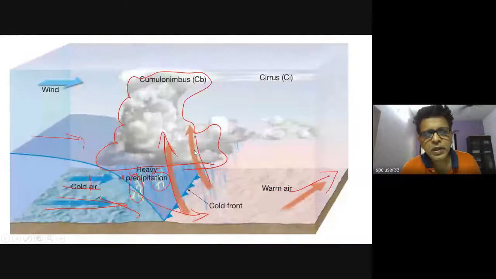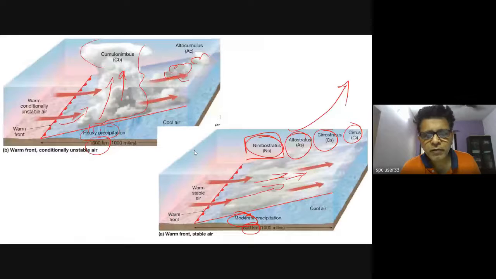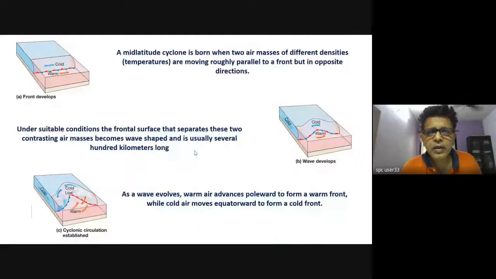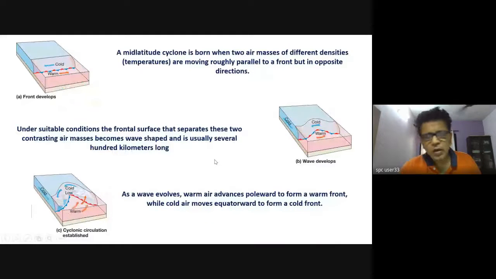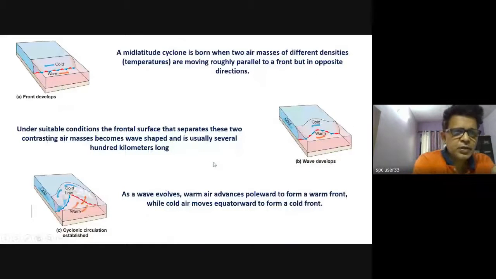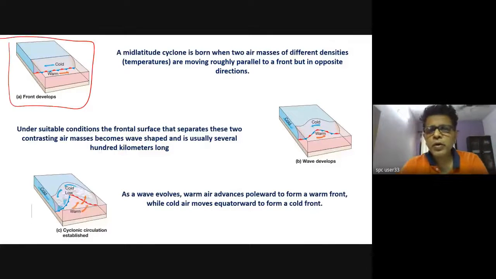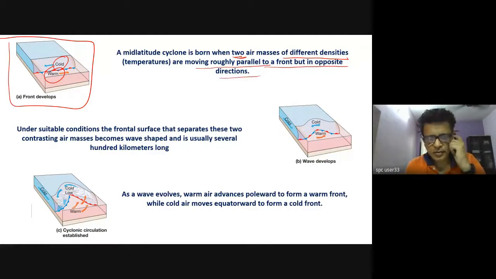Now once again, let me see if we have finished with everything. These are the stages. I've purposely put them separately for you. The first stage is here. A mid-latitude cyclone is born when two air masses, cold and warm, of different densities, are moving roughly parallel to a front but in opposite directions.